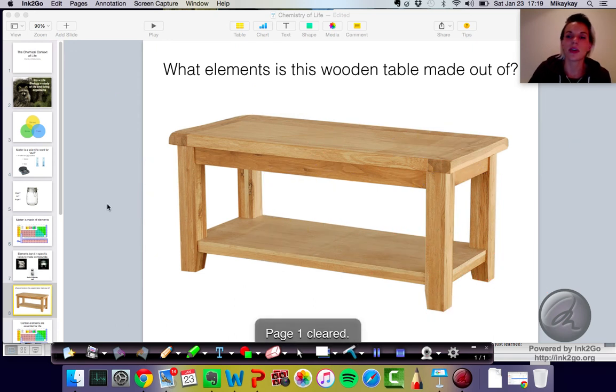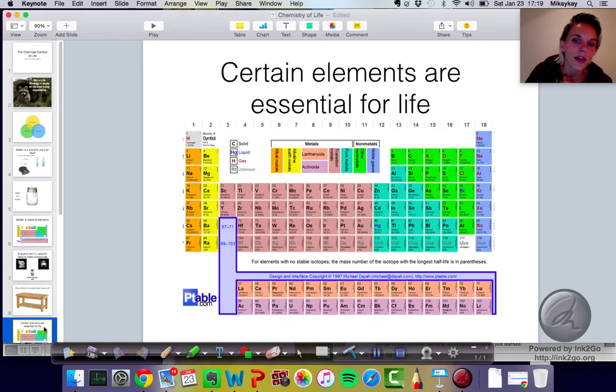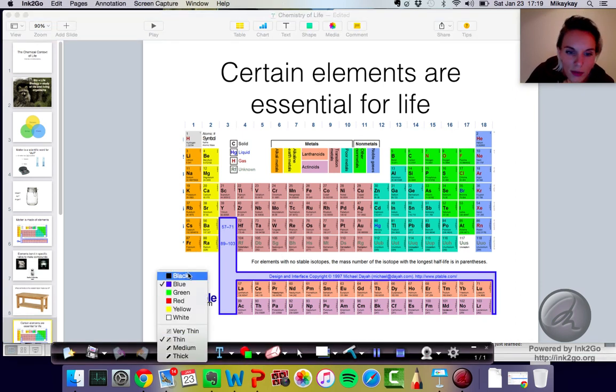So we talked about the essential elements for life. We said that our life is mostly made out of carbon, hydrogen, oxygen, and nitrogen. Then we talked about the other important elements. And now we're going to talk about something called the trace elements, right? So let me just write this here for us.